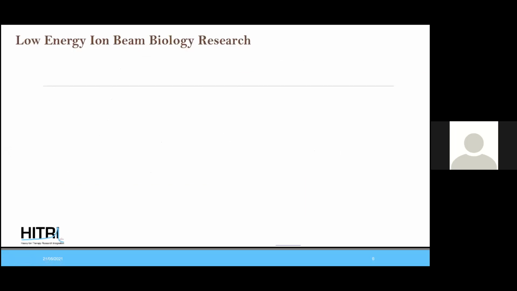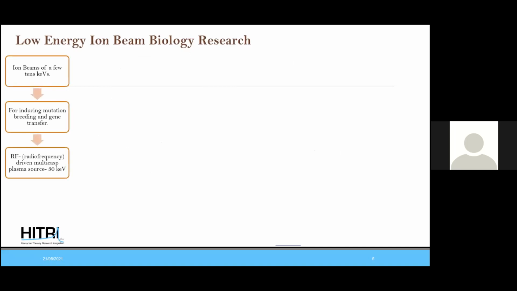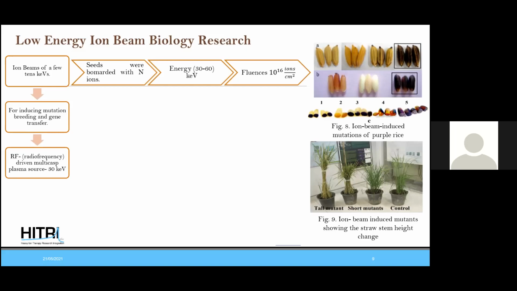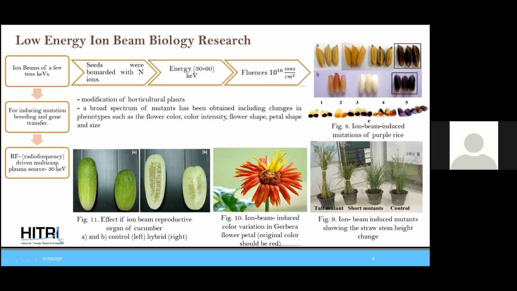The next application is in biology, though this application is wider than just biology. Here nitrogen ions are used for making mutations on seeds. Those seeds are afterwards grown, and we can see differences between those stems, in color and shape. This is also used in microbiology, etc.